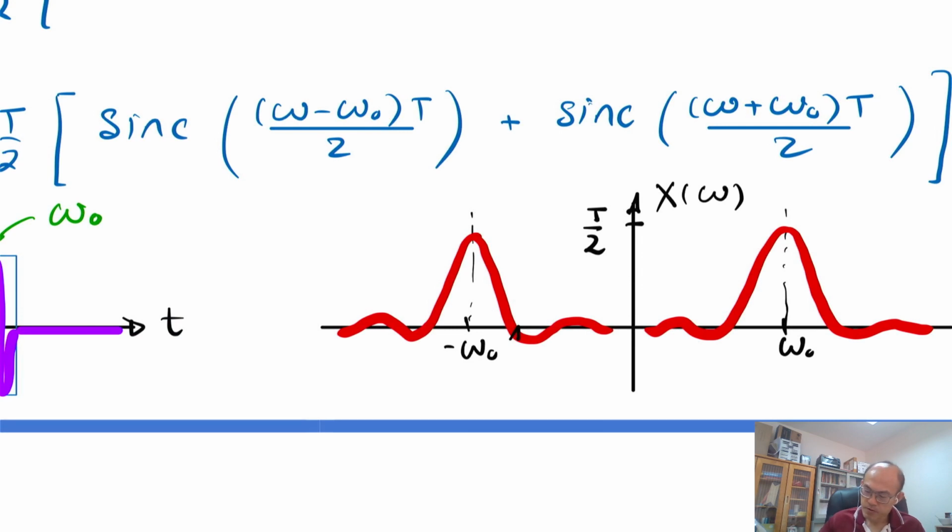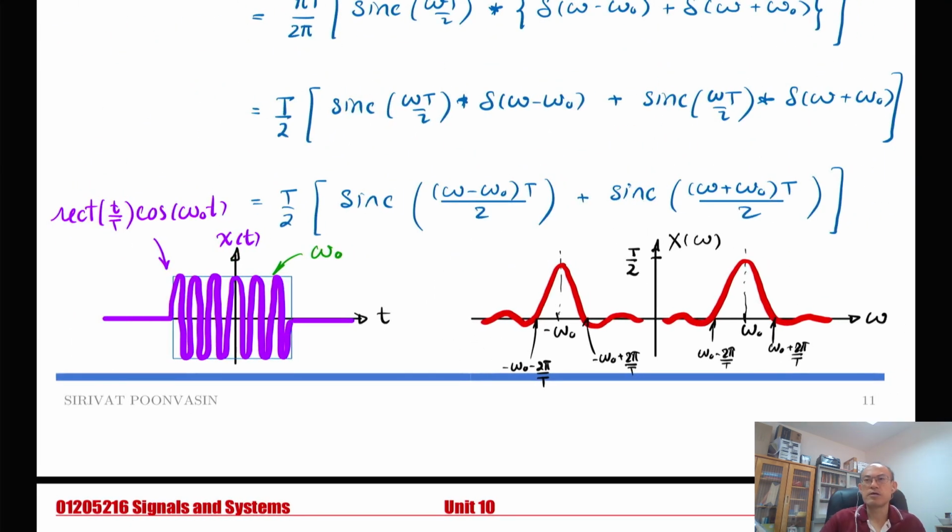This would be minus omega 0 minus 2 pi over T, and this would be minus omega 0 plus 2 pi over T. This is omega 0 minus 2 pi over T. This is omega 0 plus 2 pi over T. So those are the zero crossings. Okay?